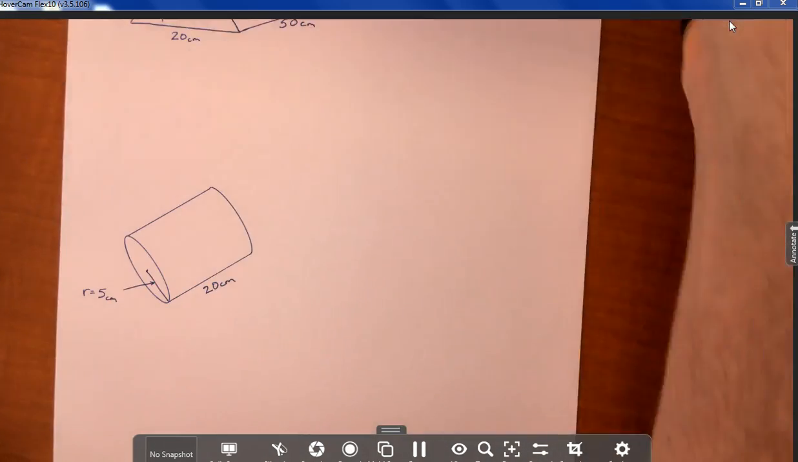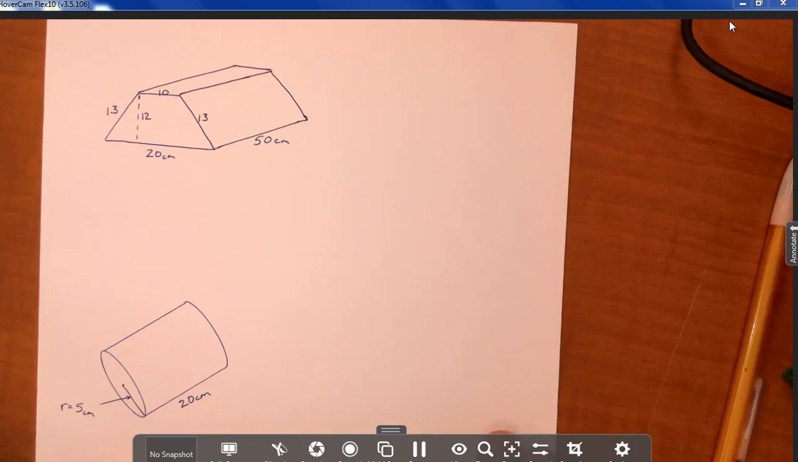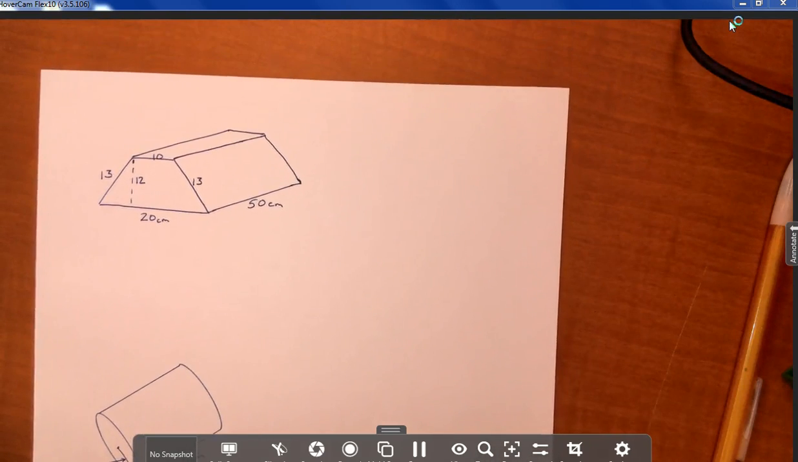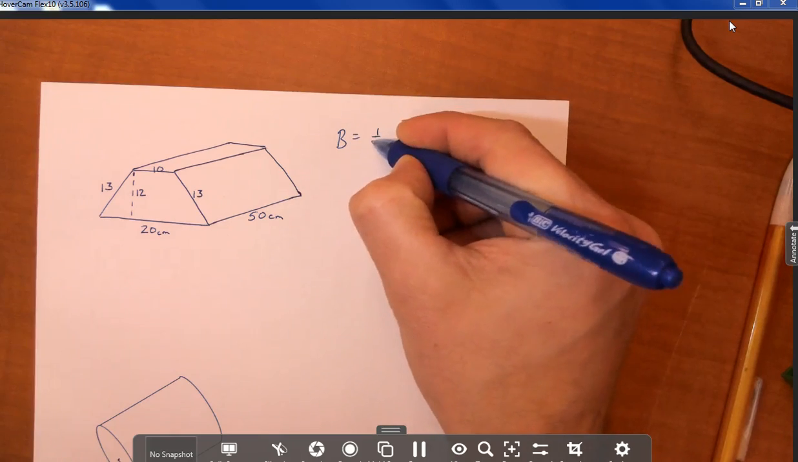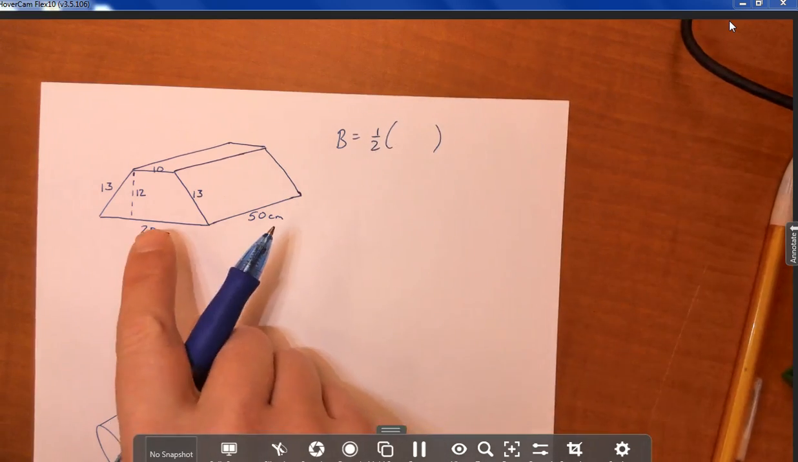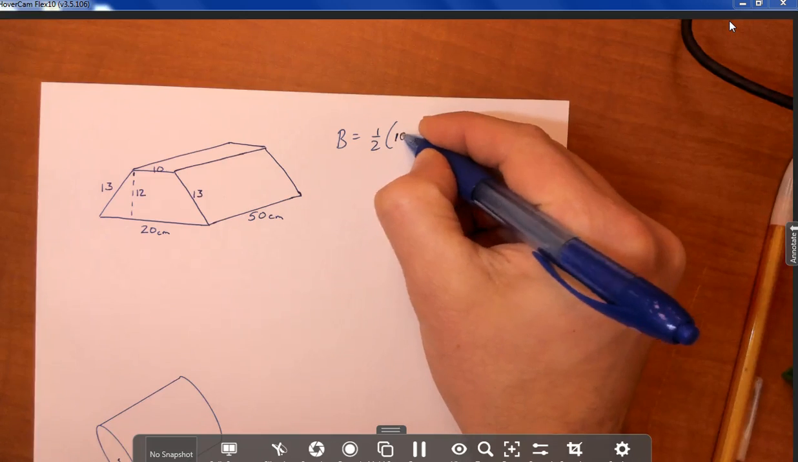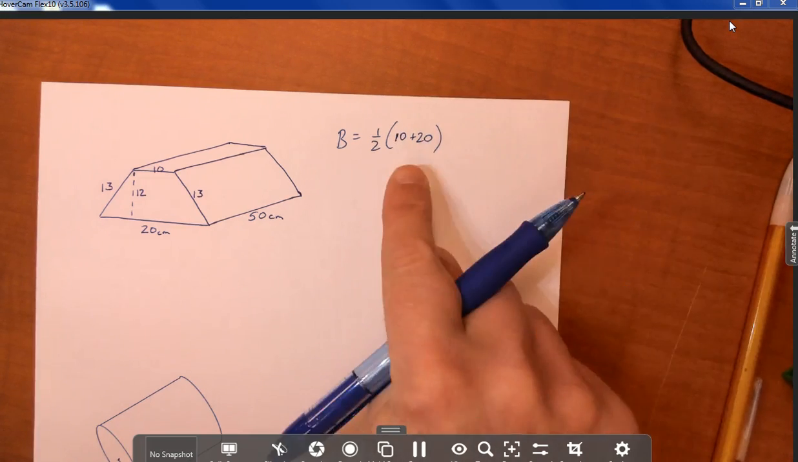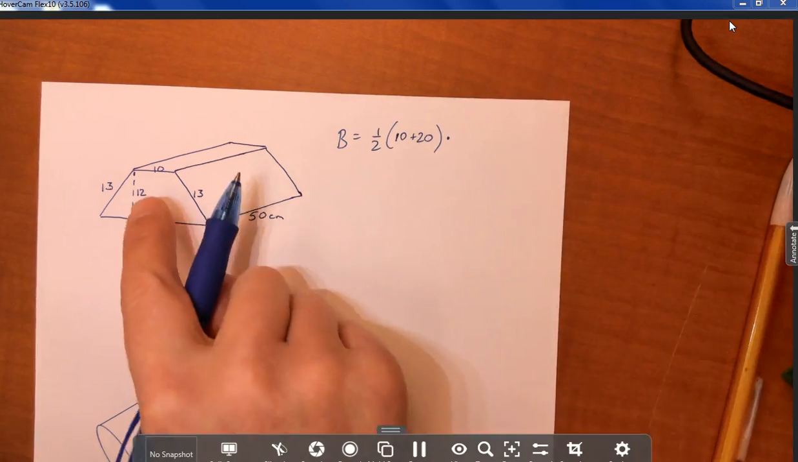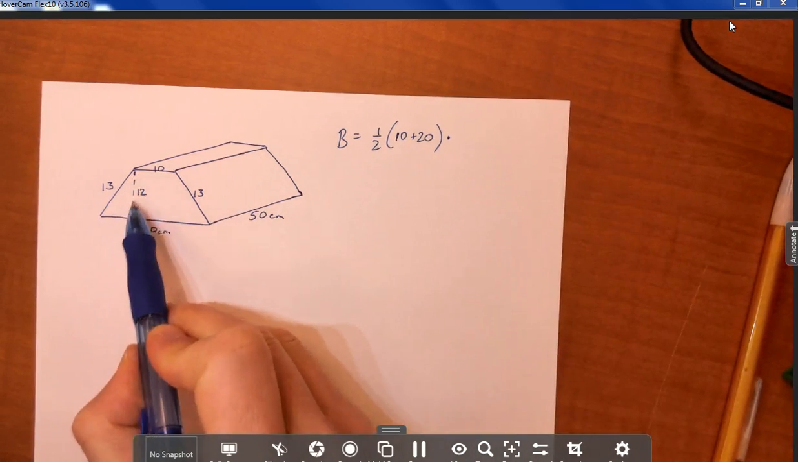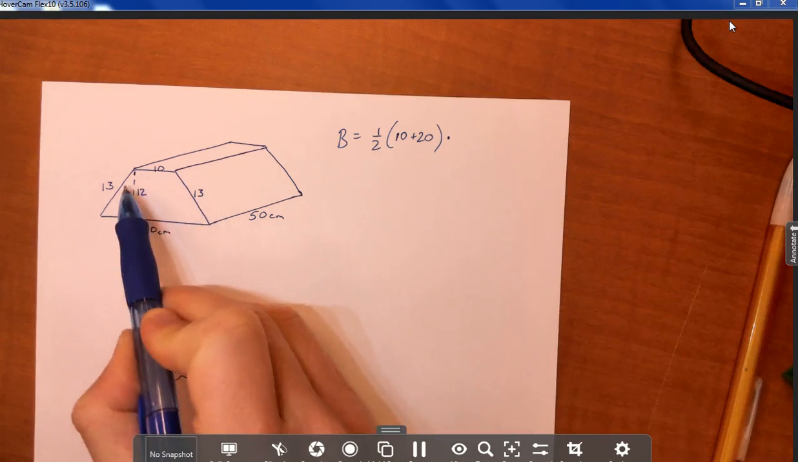Okay, and just a couple others for you if you need. Here's a trapezoid. So finding the area of a trapezoid is 1/2 times the sum of the bases, 10 and 20. So basically we're averaging the bases of the trapezoid. So that's really 30, and half of 30 is 15. And then times the height of the trapezoid. Right now I'm just looking at the face of the trapezoid, which is the 12.